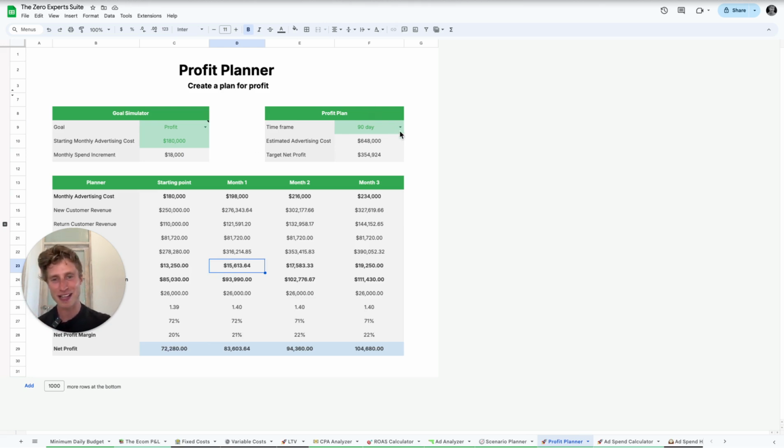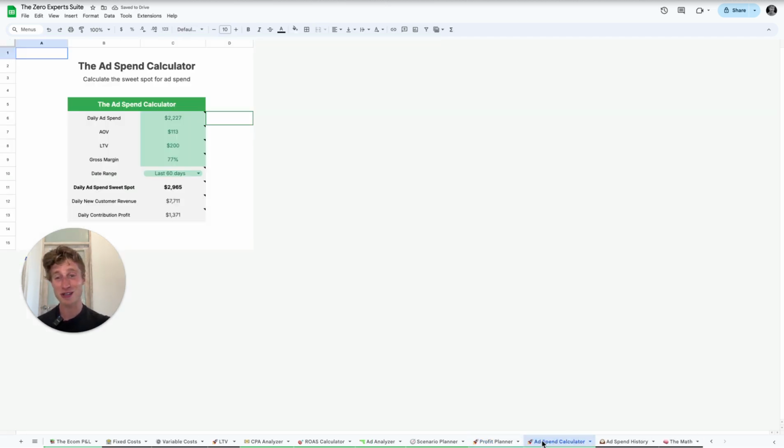And then in the top right here, we can see our time frame, right? So we can see our 30-day time frame, how much we would expect to spend and how much we would expect to see in net profit, 60 days and 90 days too. Cool stuff. And then this last one, this one is really cool too. I really like this one. I think it's cool. Maybe not as cool as the profit planner, but it's pretty cool as well.